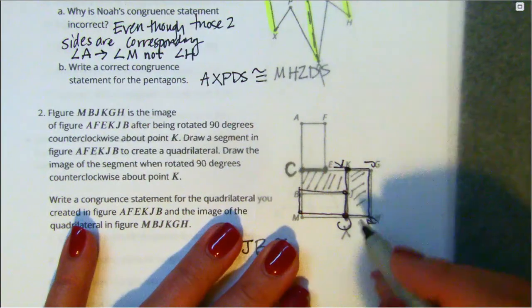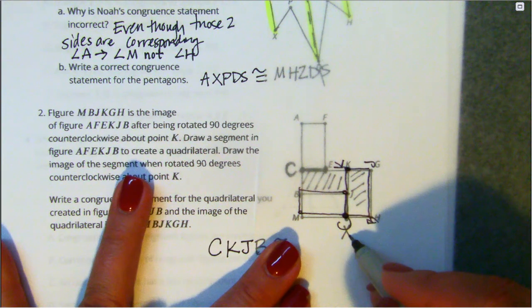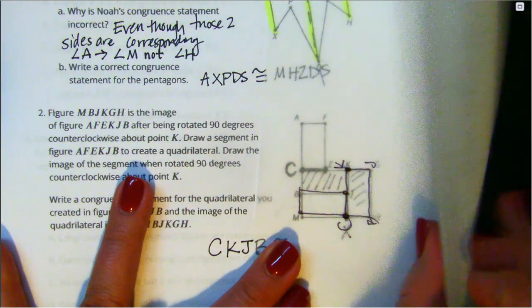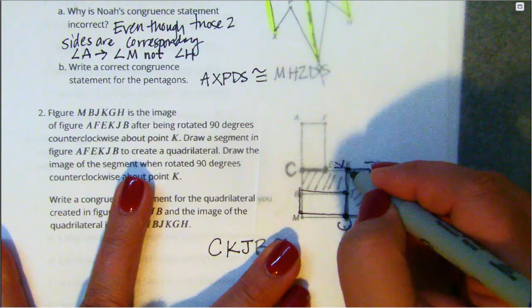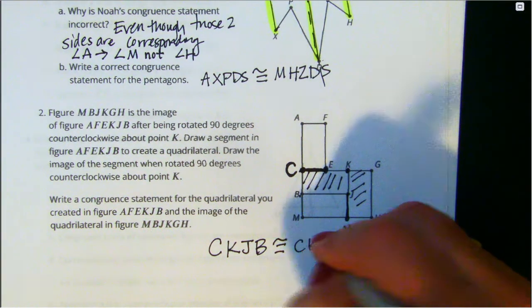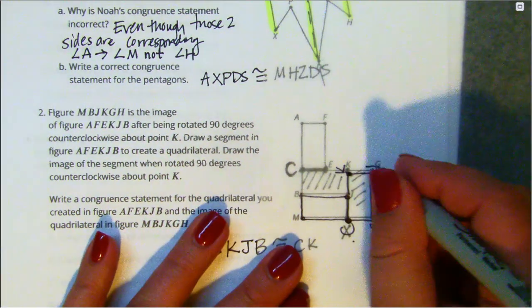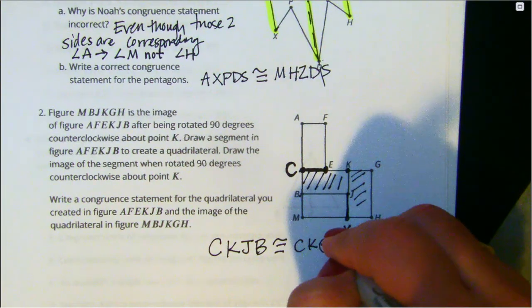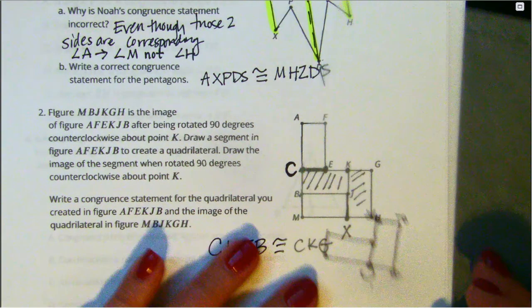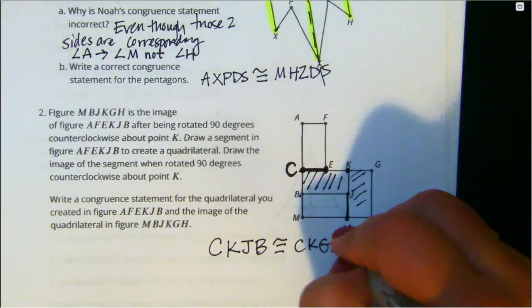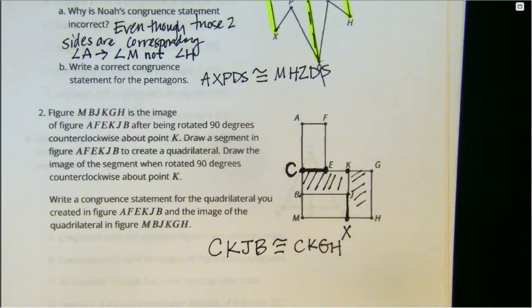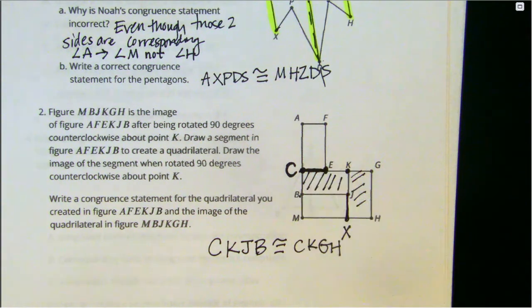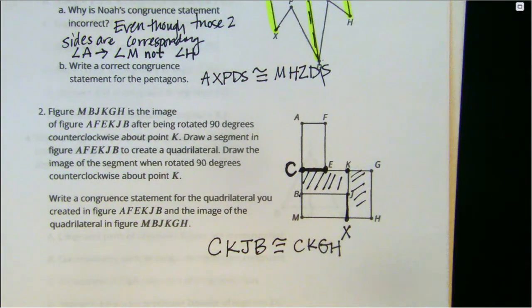Now look, C lines up with X. K still lines up with K. J lines up with G. And B lines up with H. Now that is not the only way. There's other possible answers. I could have done those two quadrilaterals. All right, moving on.